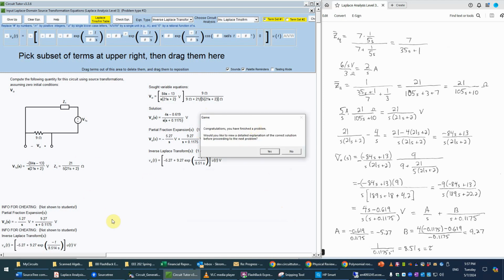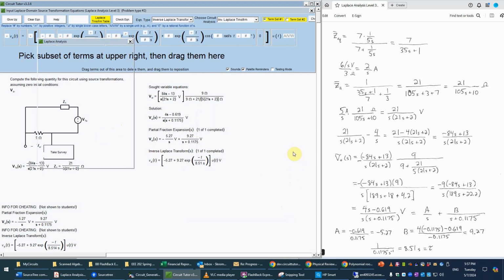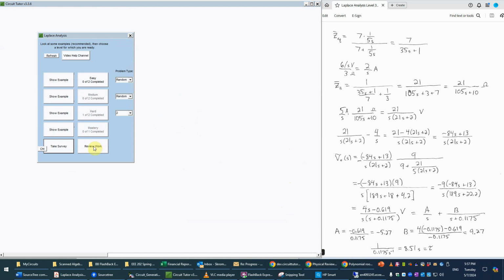And you do have the option here to see a very detailed explanation. That's going to be somewhat lengthy in this case, so I'm going to skip it right now. But you do have a chance, if you're unsure about any of the steps that you took, you can certainly view that, which is much like an example. So I'm going to say no for now. And then the review work button would be available here. And that concludes this problem.